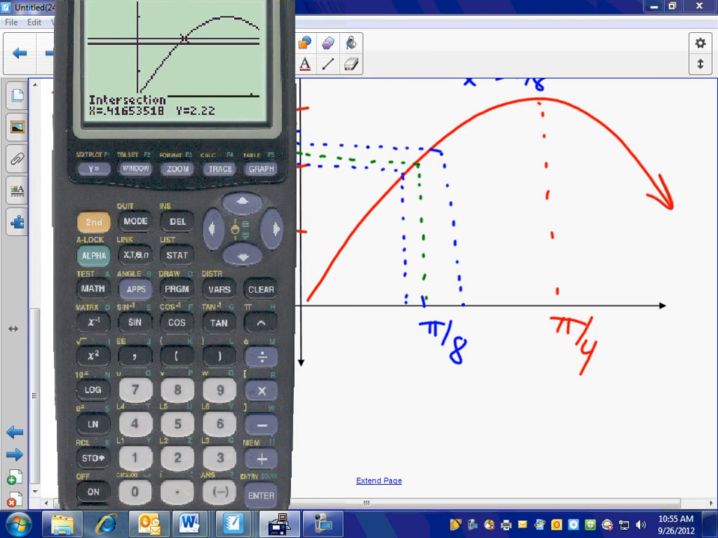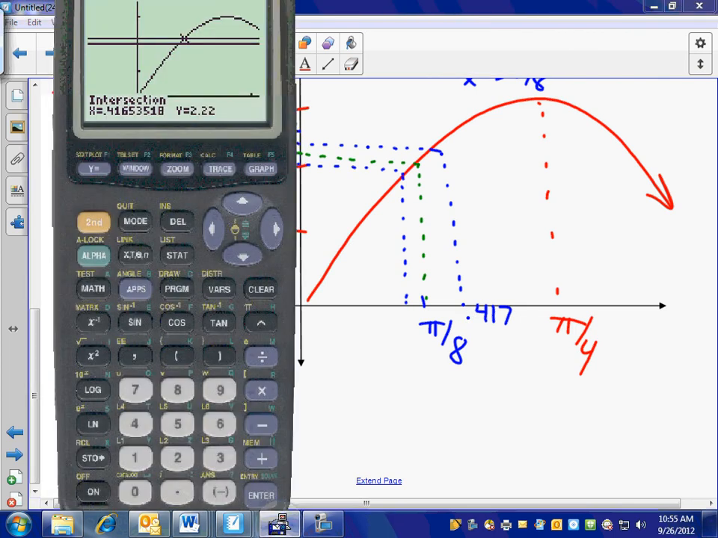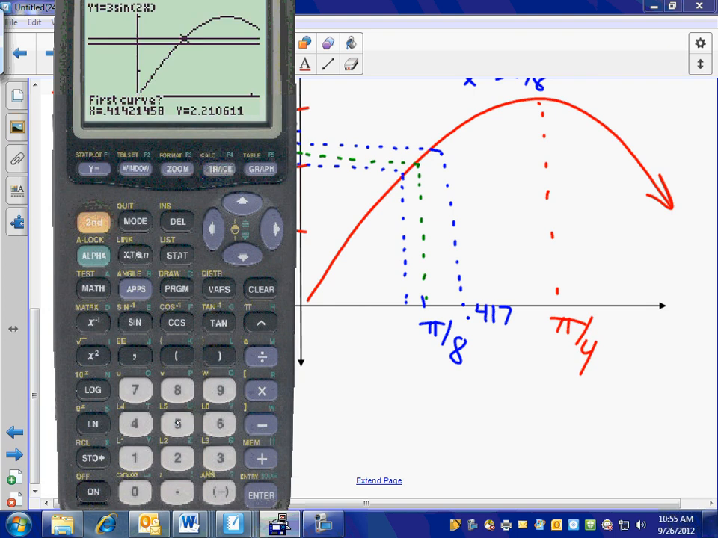X is 0.416, 0.417. So it looks like this value right here is 0.417. I need my other value. So I go second, calculate, and I do 5 intersection. First curve, is that my curve? If you can't tell, you can look up here, it tells you. And is that my second curve? No, so I toggle down, I grab the next one. We'll finish here, guys. I promise. It's going to go real quick. We got 0.369.